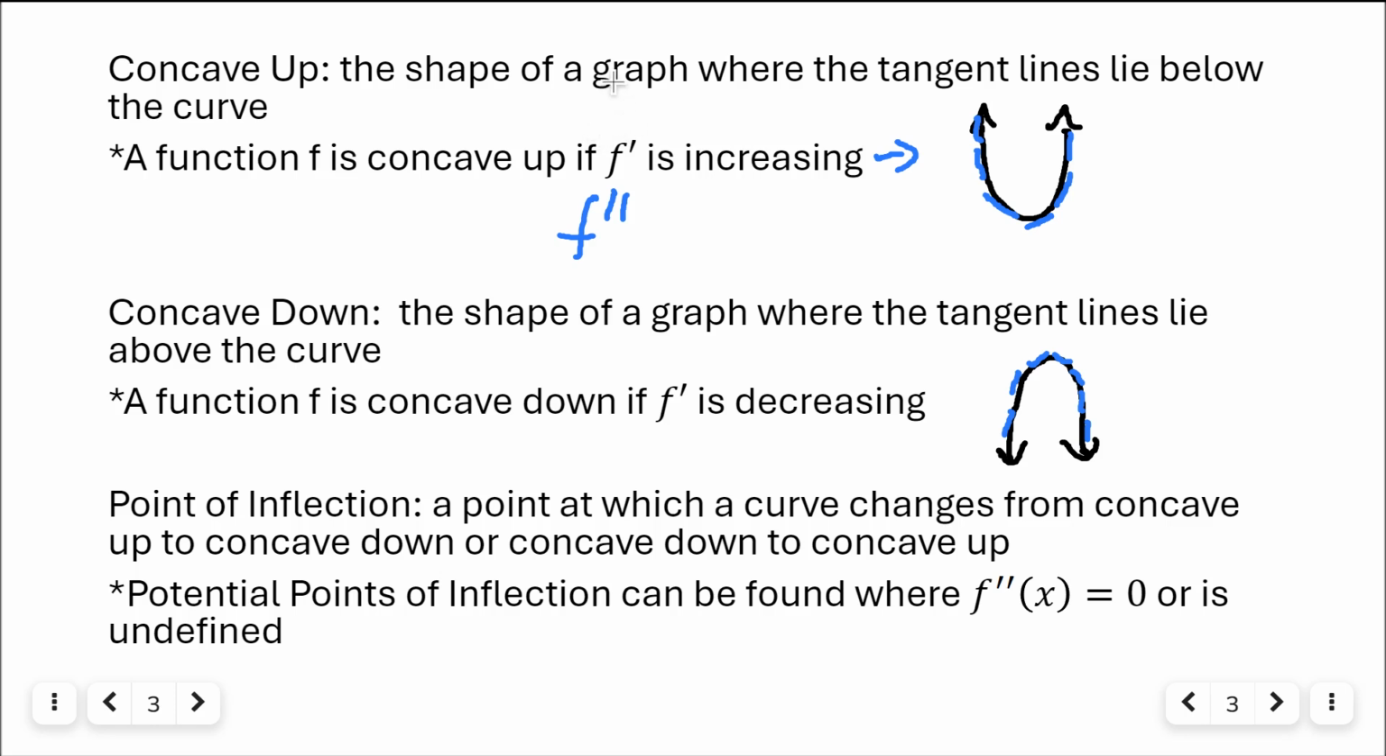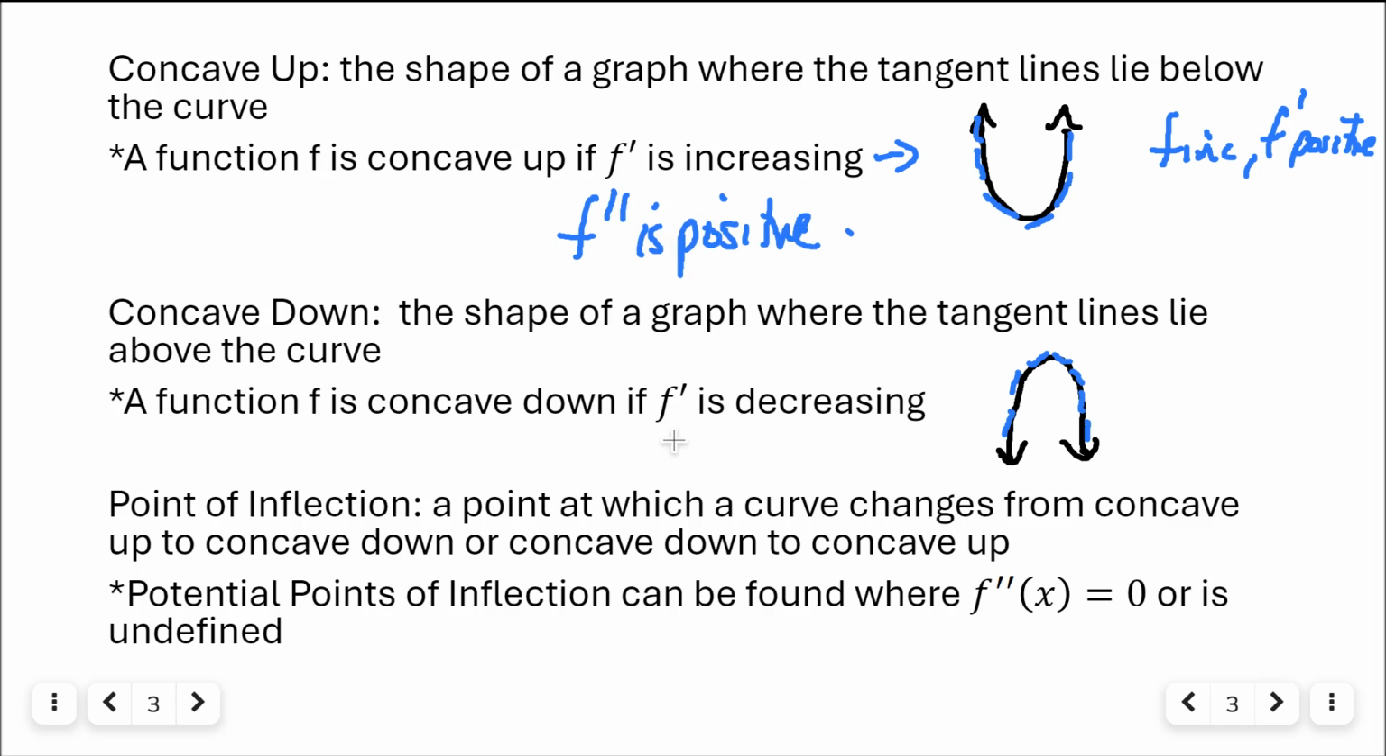Think about it. First derivative test. When f is increasing, f prime is positive. First derivative. F is increasing when f prime is positive. Well, if f prime is increasing, then f double prime must be positive.